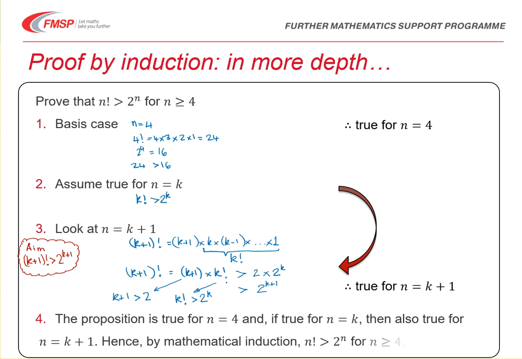My final step is the conclusion. I've proved the basis case for n equals 4, and assuming the inequality is true for n equals k, then I've shown it's also true for n equals k plus 1, and hence by mathematical induction the proposition is true.